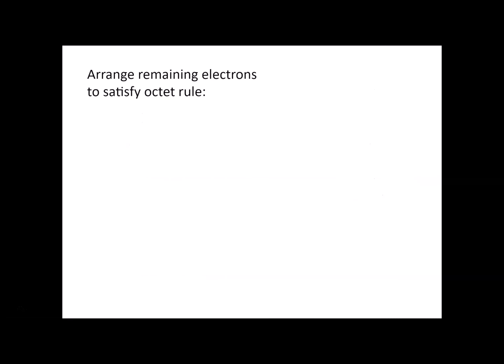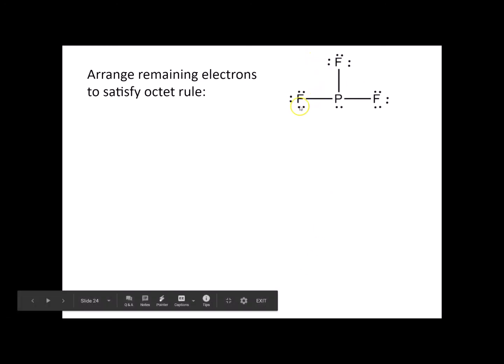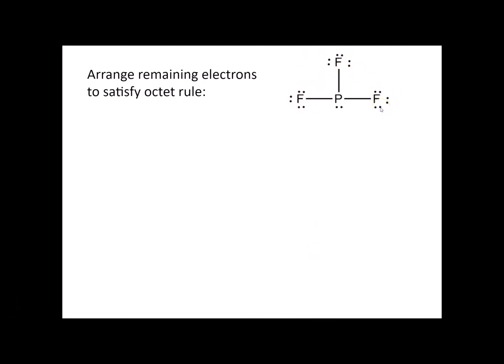Our goal is to satisfy the octet rule if we can with the 20 remaining electrons. And if you divide that up so as to put 6 dots around each of the fluorines, that uses up 18 electrons, and then the remaining 2 dots around the central phosphorus, then you've successfully satisfied the octet rule for all of the atoms in this Lewis structure. Good job. This is a beautiful Lewis structure.